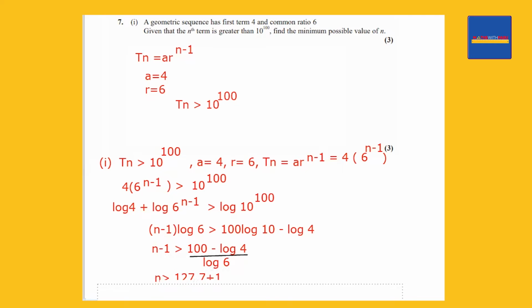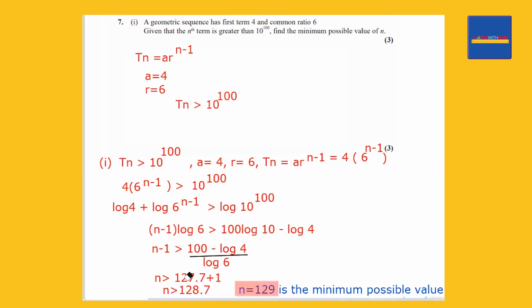If I put it in my calculator and evaluate it, I end up with 127 plus 1. Because 100 minus log of 4 over log of 6 is 127. Then I have to bring the minus 1 to the other side and make it plus 1. So I end up with n is greater than 128.7.